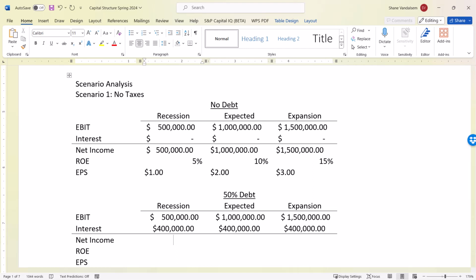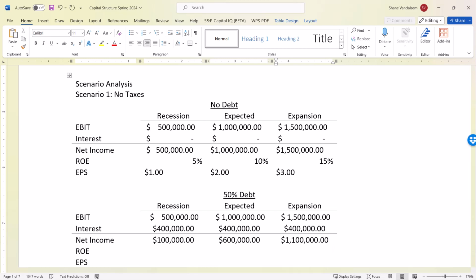So in the first situation, our net income would be $500,000 minus $400,000. And remember, in this scenario, there's no taxes. So we're not taking out any taxes in this case. So our net income is going to be $100,000. In our second case, the net income is $1 million minus the $400,000. So it's going to be $600,000. And in the last case, our net income is going to be $1.1 million, which is 1.5 million minus $400,000.